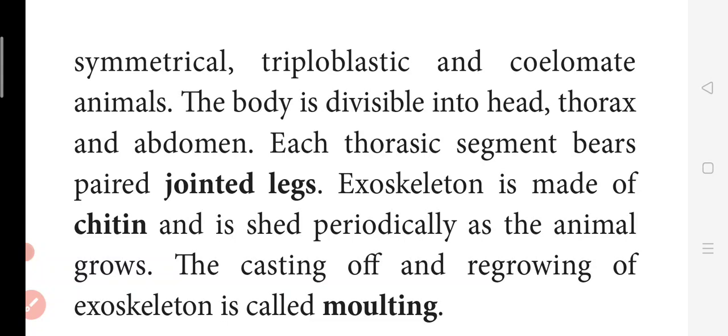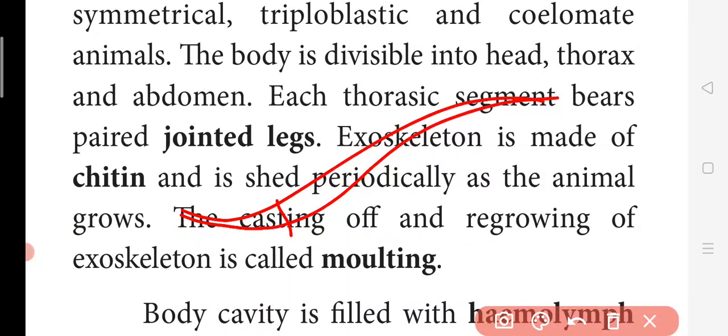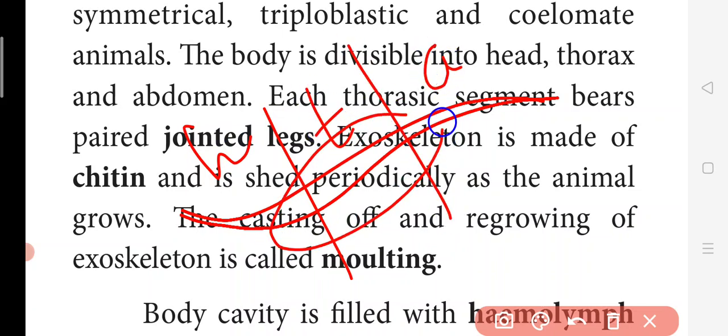The body is divisible into head, thorax and abdomen. So the head will be there, and in between the thorax, and then finally the abdomen. Each thoracic segment bears a pair of jointed legs. If you can see here, this is an animal. This is the head part, this is the thorax, and this is the abdomen. The thorax region has segments, and each segment has two legs, so each segment will have a pair of jointed legs.